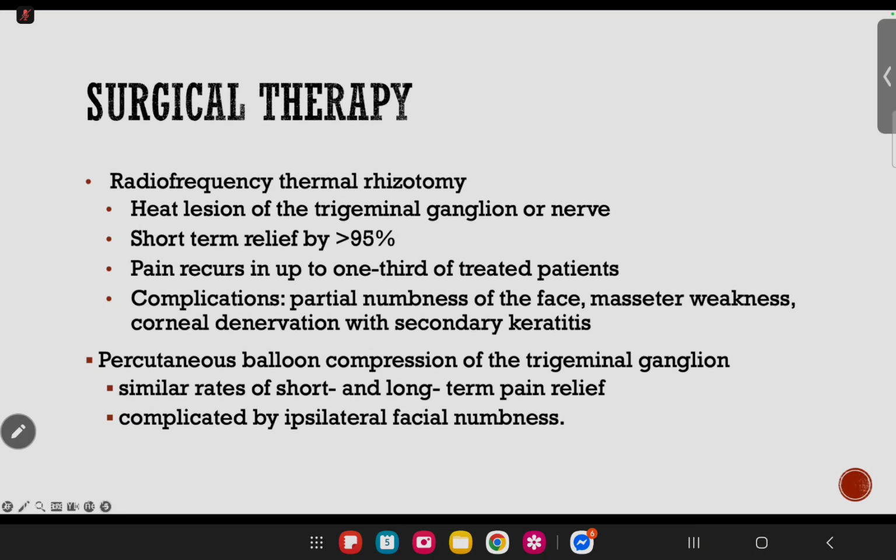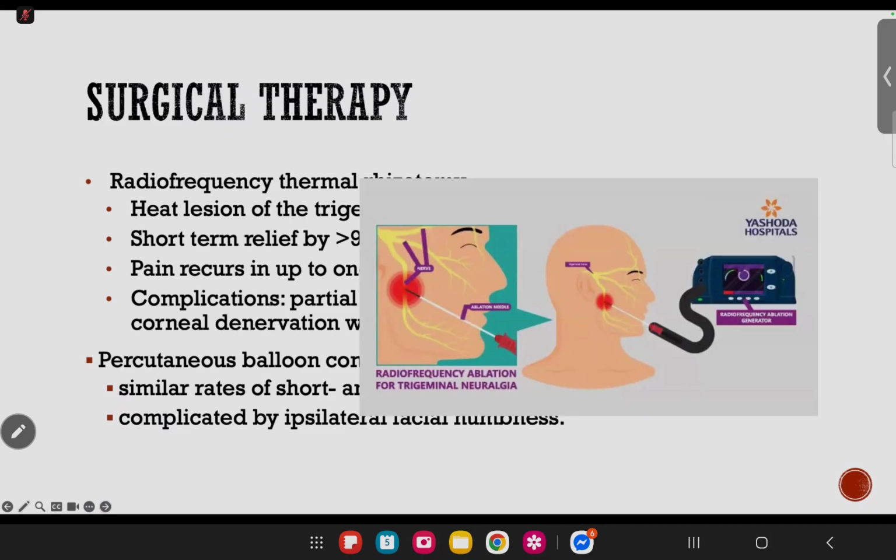Another procedure is radiofrequency thermal rhizotomy, which creates a heat lesion of the trigeminal ganglion or the nerve. It gives short-term relief in more than 95% of patients. However, pain recurs in up to one-third of treated patients. Complications are partial numbness of the face, masseter weakness, and corneal denervation with secondary keratitis. Again, this is a picture of how radiofrequency thermal rhizotomy is done. An ablation needle is inserted, which creates heat, targeting the trigeminal ganglion or the nerve.